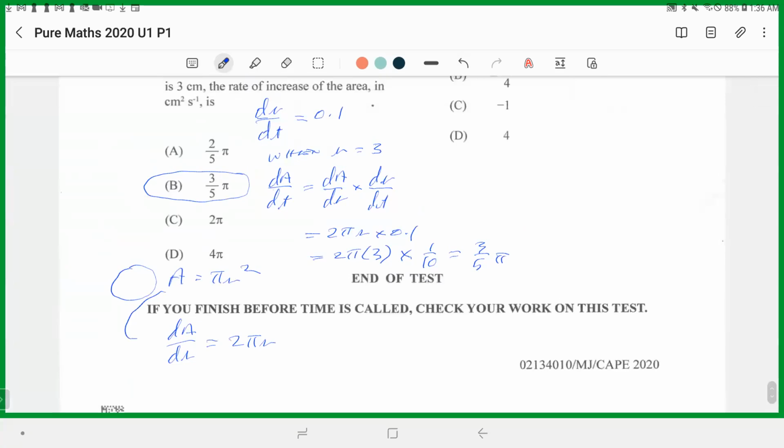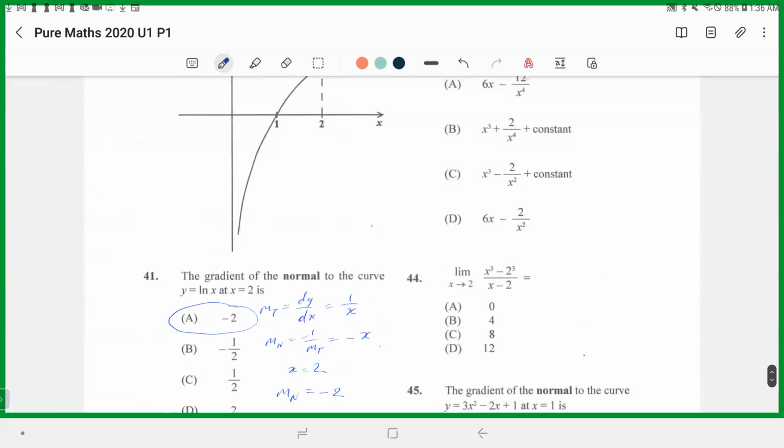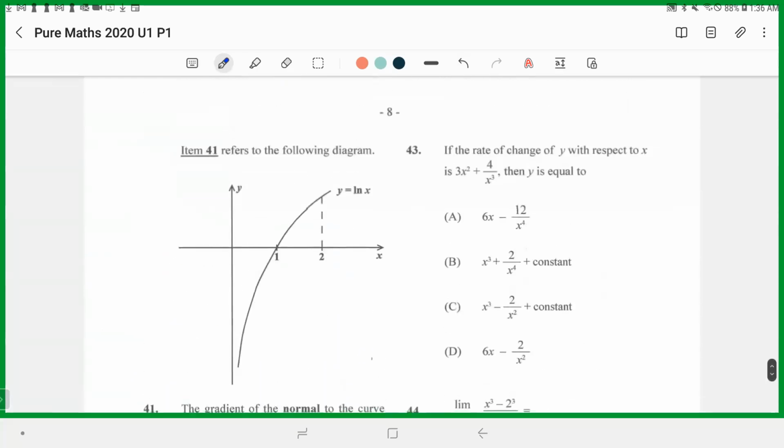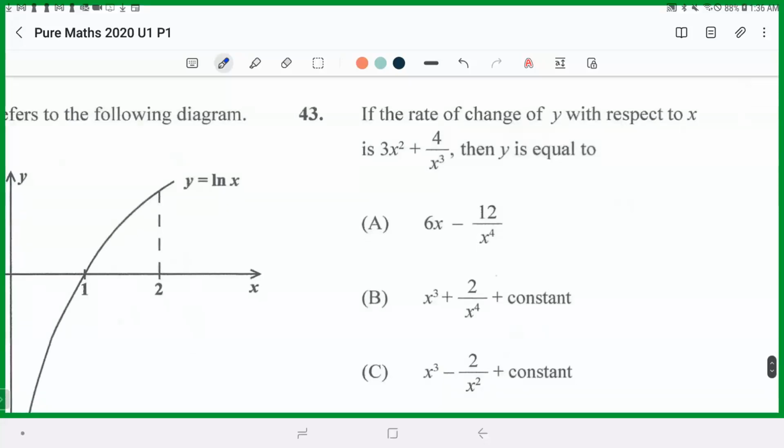Just give me that. That's number 3 to go. I want to finish on this page. It says if the rate of change of y with respect to x, that's dy by dx, is 3x squared plus 4x to the minus 3.